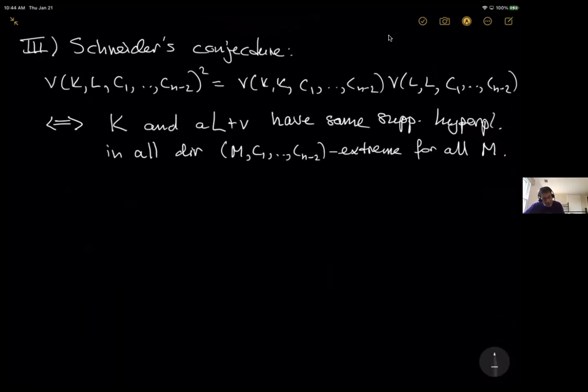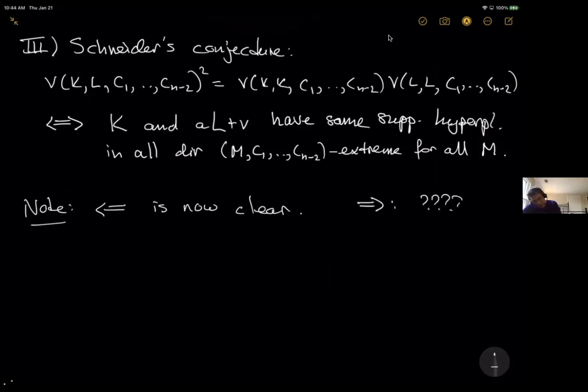And one direction should now be obvious. This direction is now clear, right? Because if these two bodies have the same extreme directions, then I can just replace K by aL plus v in all of the mixed volumes that appear in this inequality. And we know that we have equality when K and aL plus v are homothetic. And the other direction is the big question. Why should these be the only equality cases?